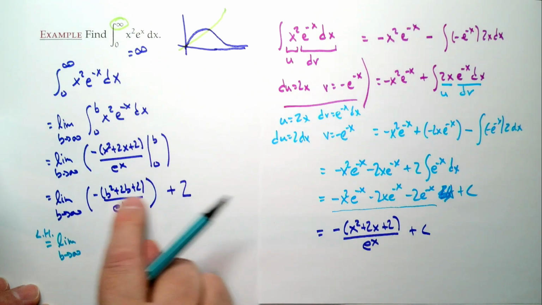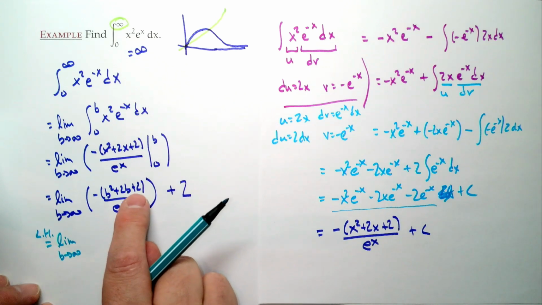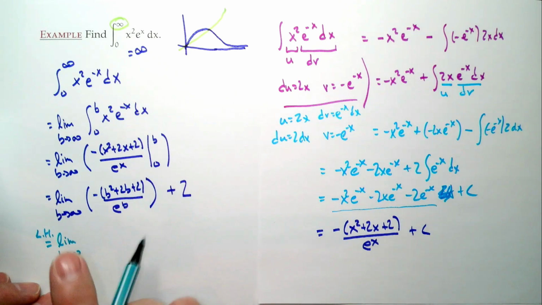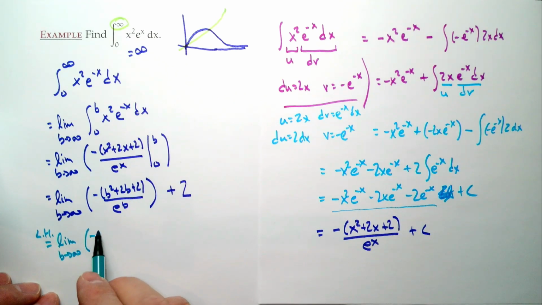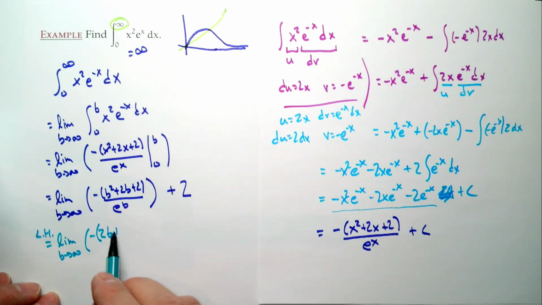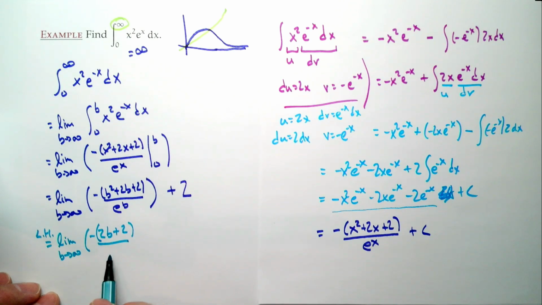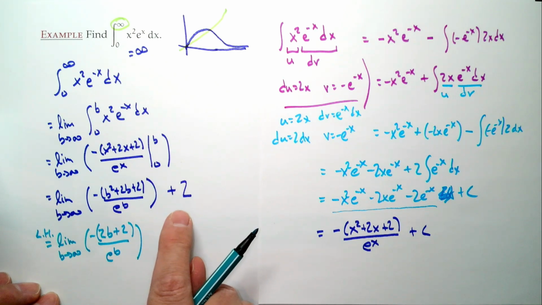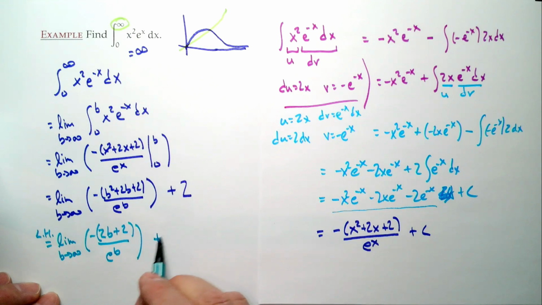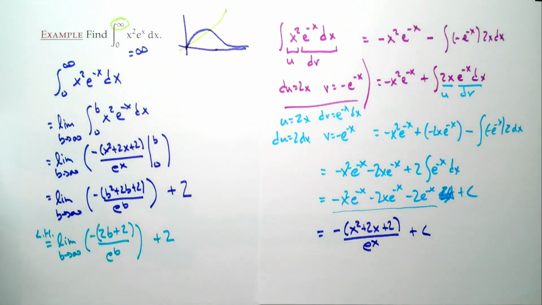Okay. Derivative of the top. What's the derivative of the top? 2b and 2. And downstairs, derivative of the downstairs, e to the b. And what happens to the plus 2? It's still plus 2 because it's outside of the limit. We're applying L'Hôpital just to the limit part. The plus 2 is on the outside of our limit, so it's still there.